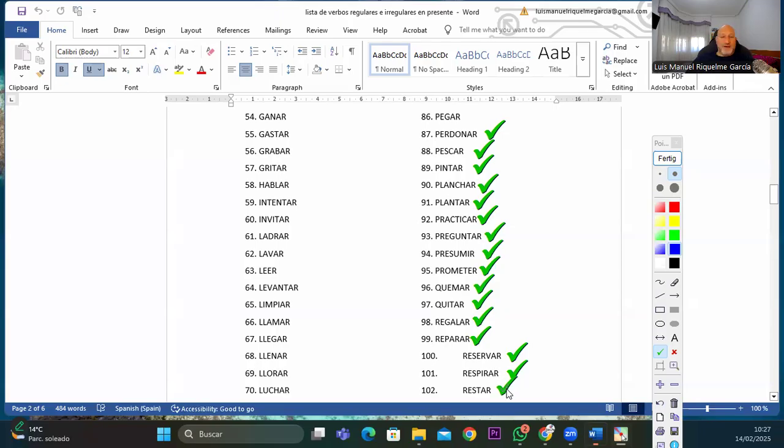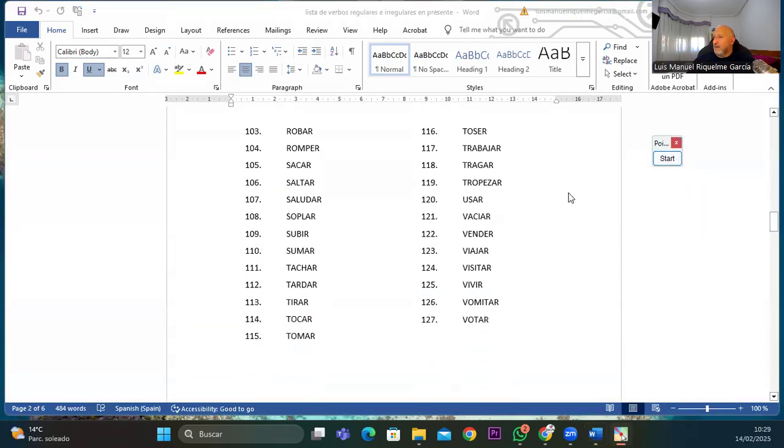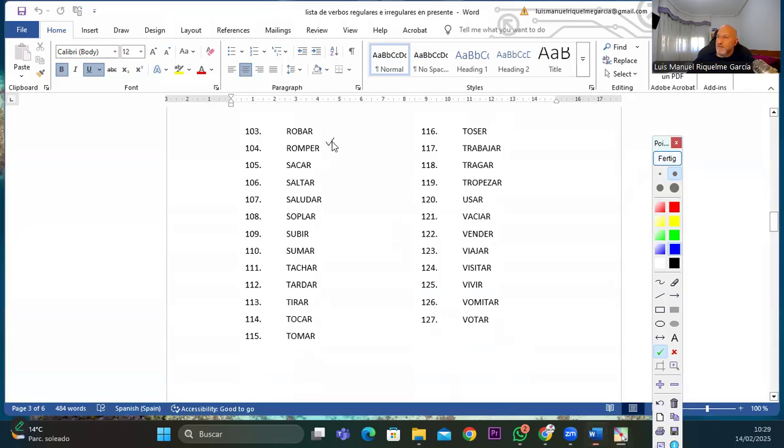Restar. I always pronounce this badly, so forgive me. It's to subtract. It's like 3 minus 2 equals 1. So that, to subtract. Vale. Just a few more left. Robar, to steal, to rob, to burglar. Romper, to break.